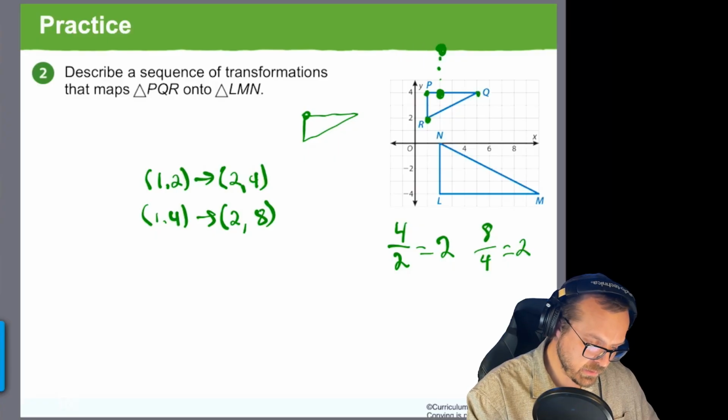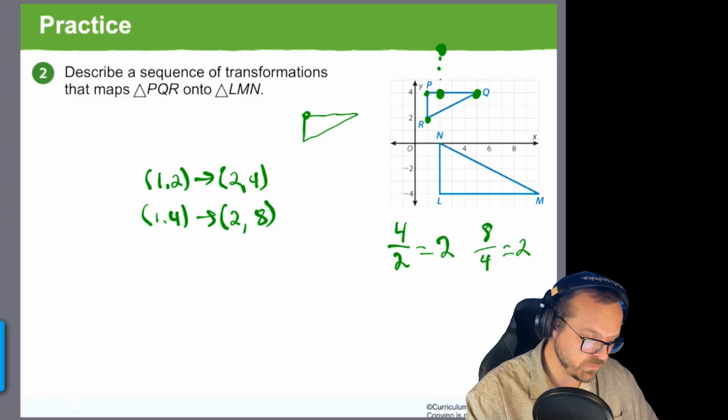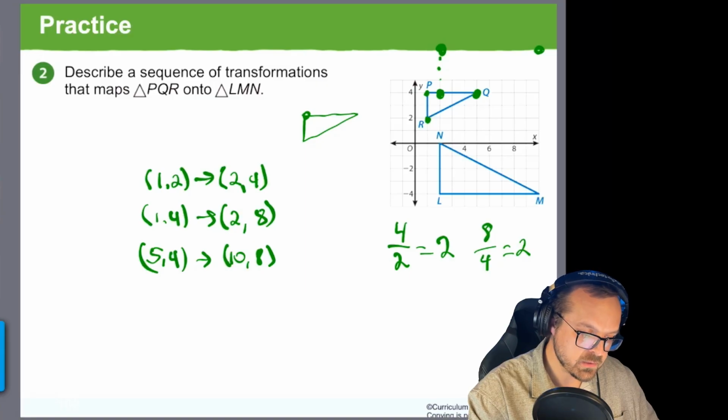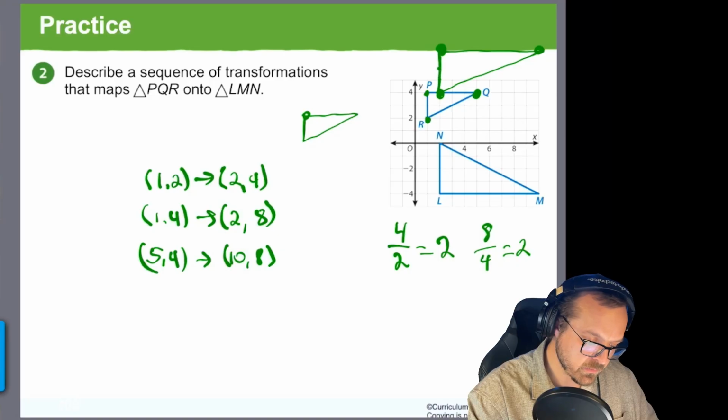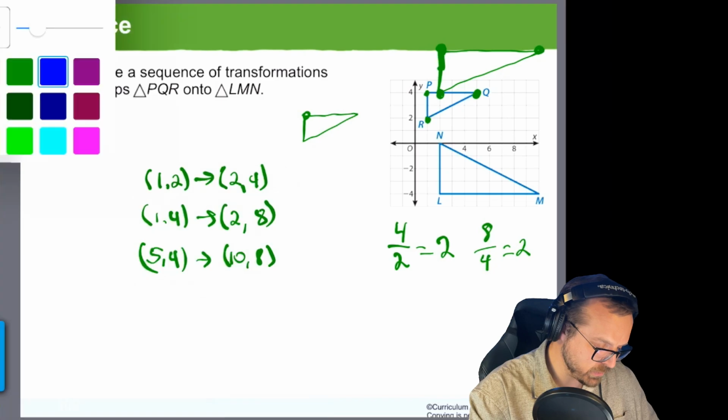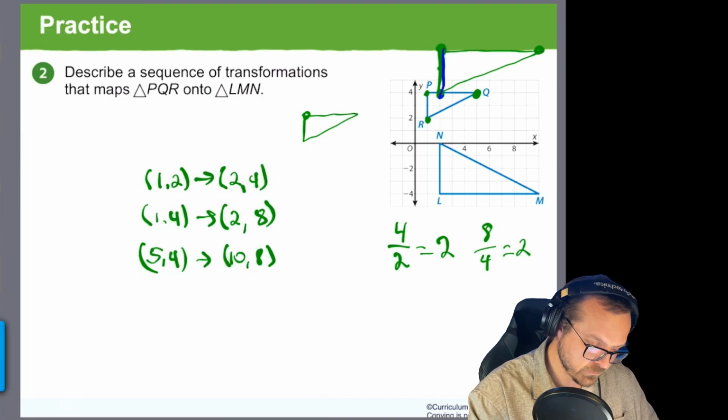And then lastly, we have right here is 5, 4. 5, 4 times 2 is going to take me to 10, 8. 10, 8 would be on the same y level. So dilating by a scale factor of 2 takes me way up here. All right. Hopefully you guys see that. I'm going to get a different color really quick so I can start moving that around.